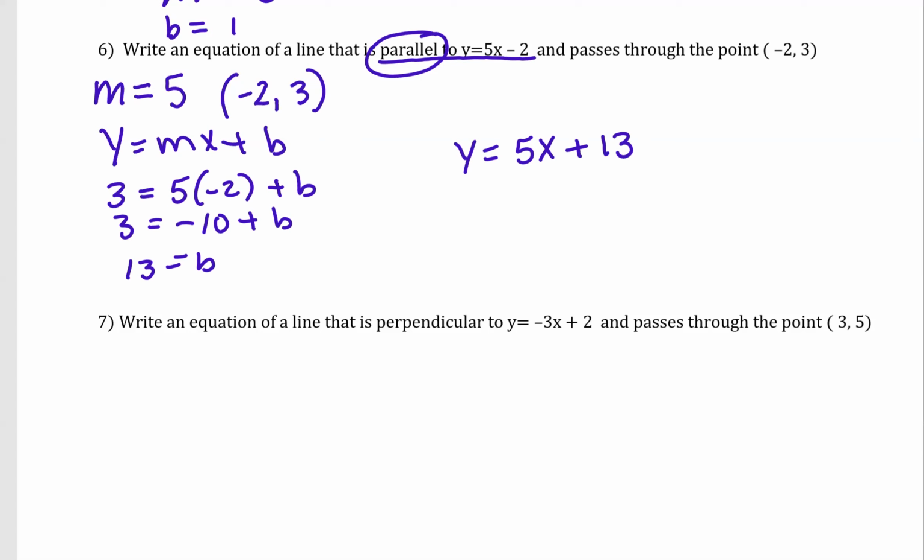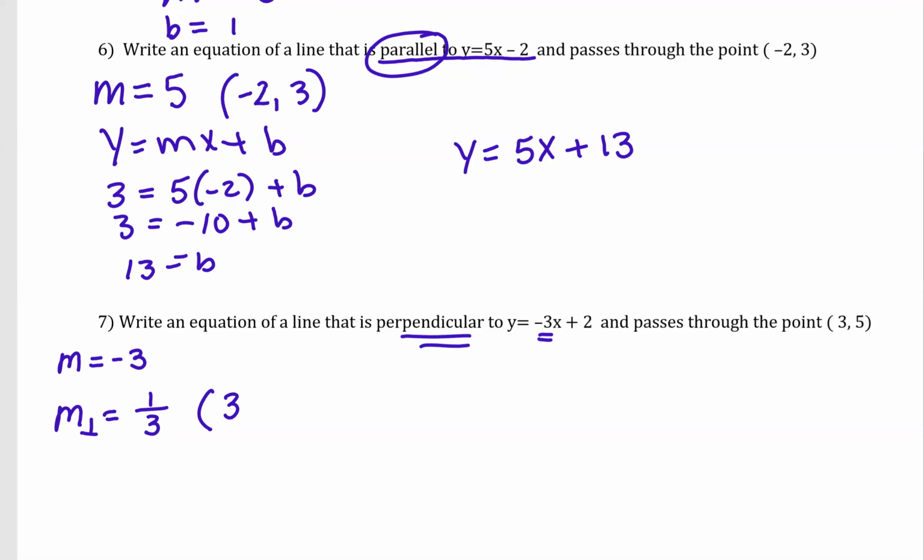And number 7, write the equation of the line that is perpendicular to y equals -3x plus 2. Perpendicular, and all we need from this line is the slope. The slope of the line that is given is -3, but we want perpendicular. So the slope of the line that we will use for our calculation, the slope that will be perpendicular, is the opposite and flipped. So the opposite of a negative is a positive, and when you flip 3 over 1, you get 1 over 3.